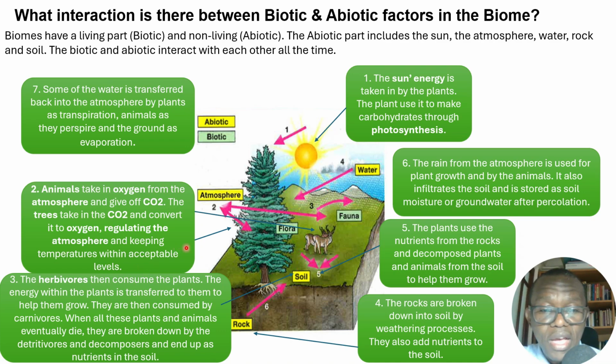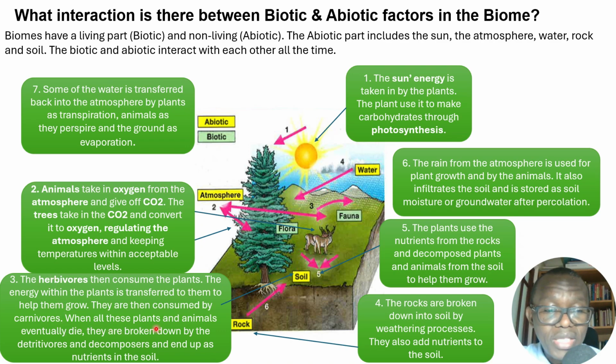Then thirdly here, we have the herbivores. So these herbivores consume the plants that have been using the sun's energy for the process of photosynthesis to make their own food and to thrive. They consume the plants, and the energy within those plants is transferred to them to help them to grow. Then the herbivores themselves are consumed by carnivores.